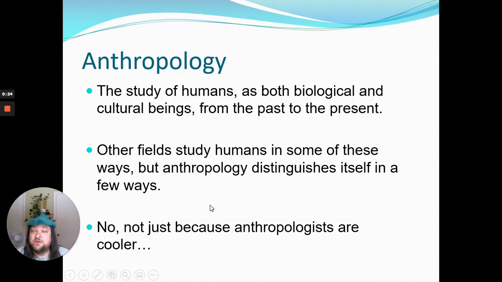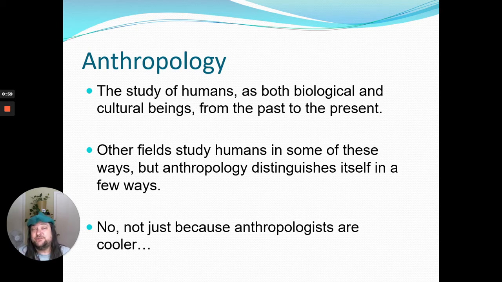So, what's anthropology, right? That's kind of the first basic question, and sometimes people come into the class never having heard of anthropology before, only having a vague idea of what it is. Unlike what a lot of people think, anthropology is not just about the past and looking at old bones. It's really the study of humans as a whole, both as biological beings and as cultural beings, because those are both important parts of being human, and from the past to the present.